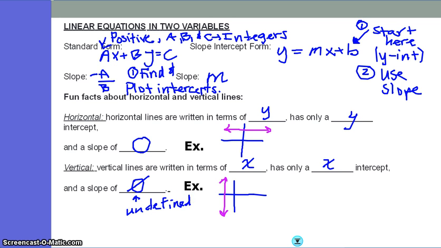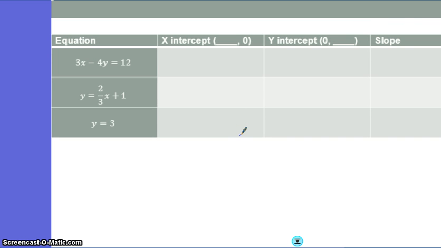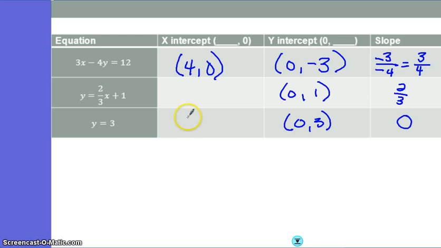So what you're really going to practice today is a whole bunch of graphing. But I want to show you one more thing first. In this table here, I want you to find the x-intercept, the y-intercept, and the slope. And I do want you to pause this video and figure that out. So pause this video, and I want you to fill in this chart to the best of your ability.